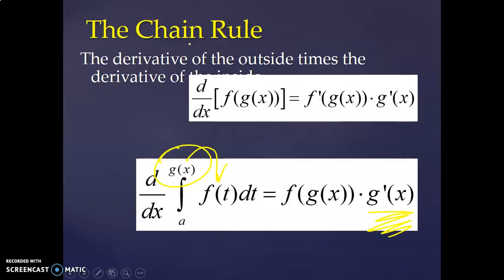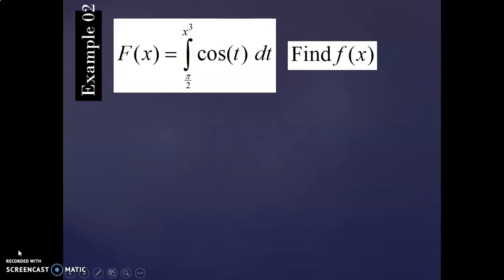So we're working on the chain rule now. Basically, if you have a function as the upper limit, you plug that function in, and then you multiply by the derivative of that function. So let's look at a couple of examples.